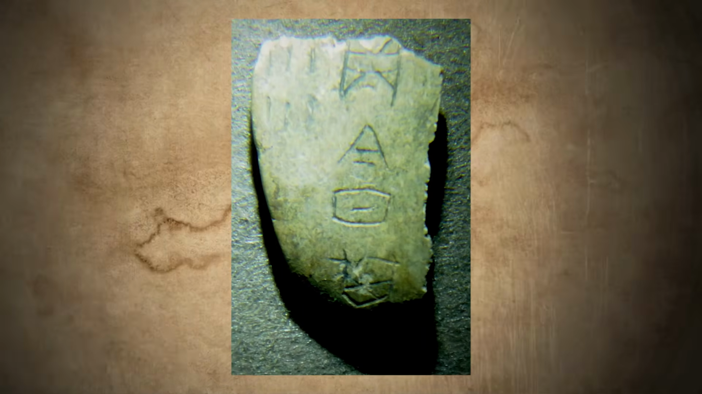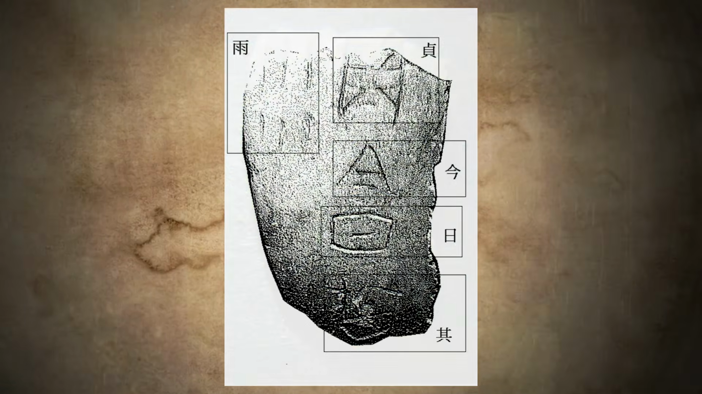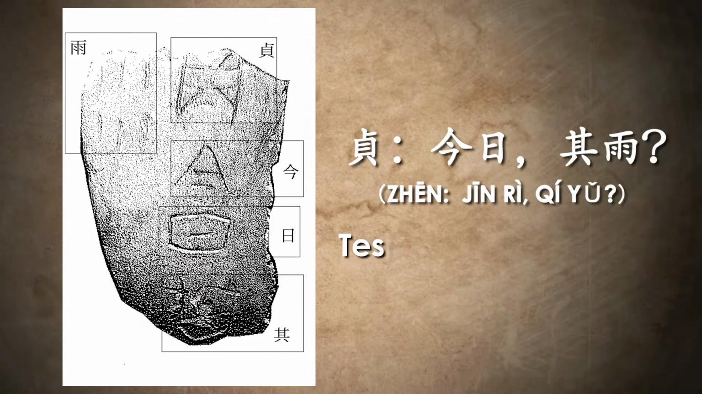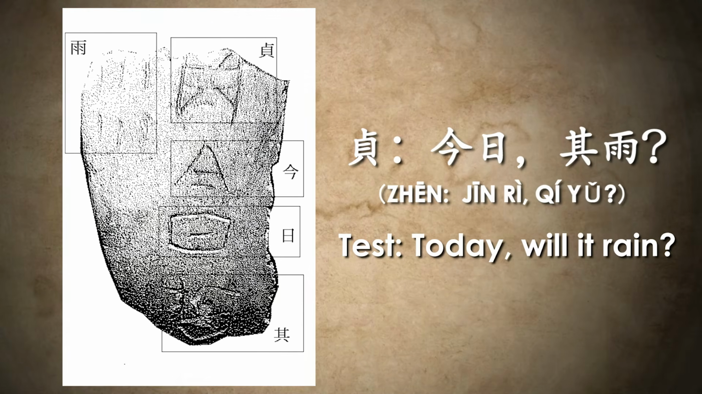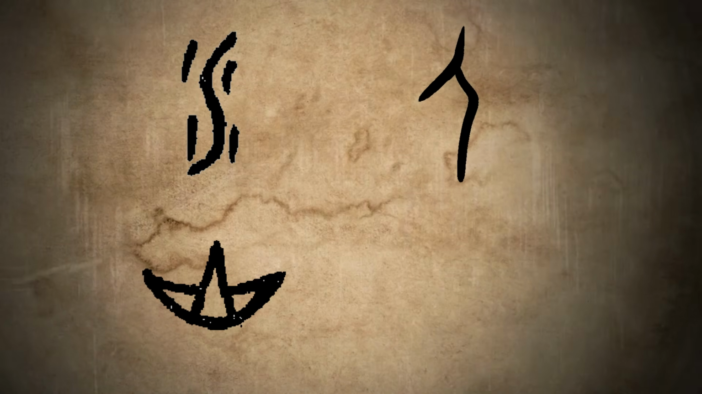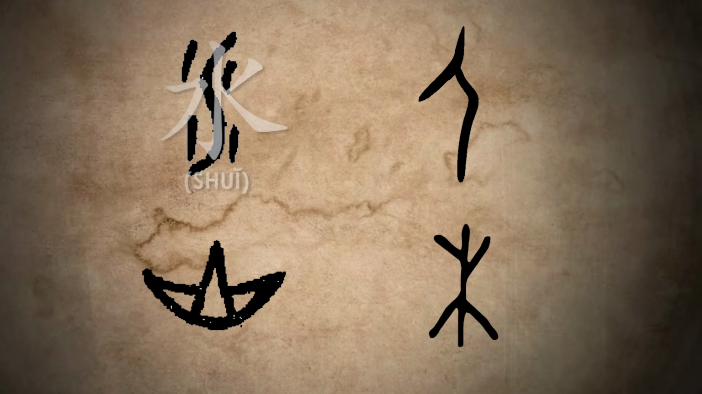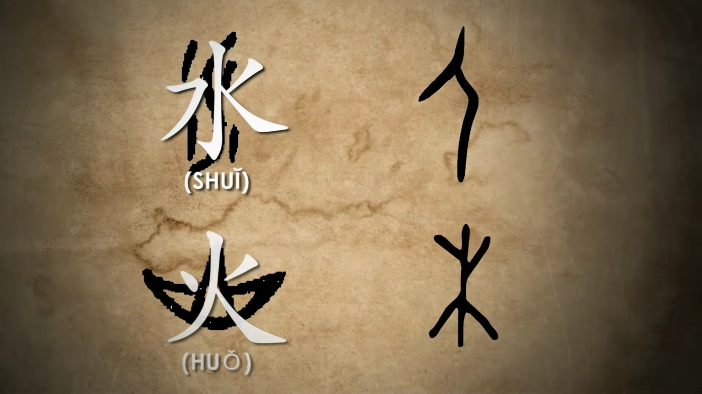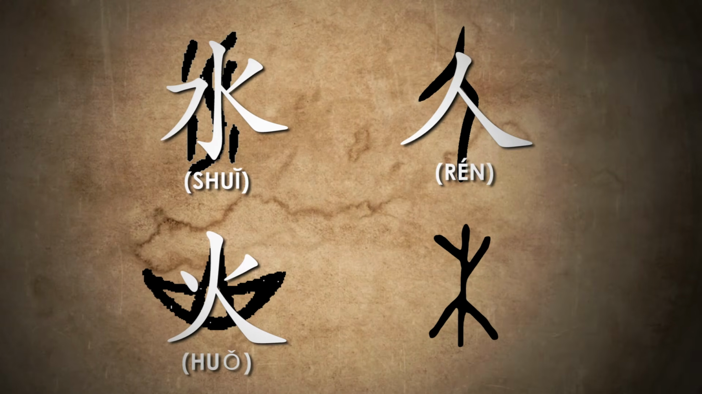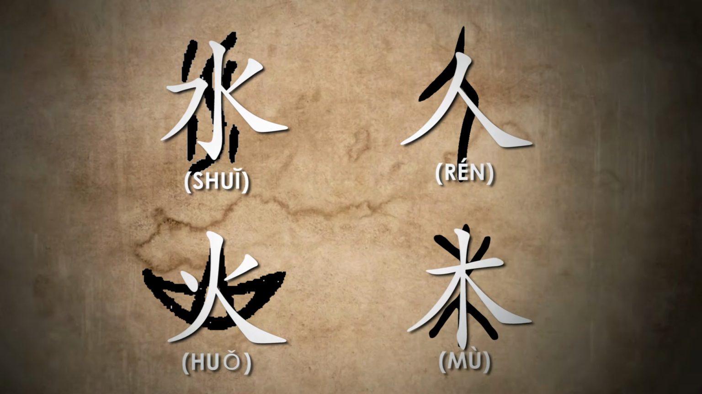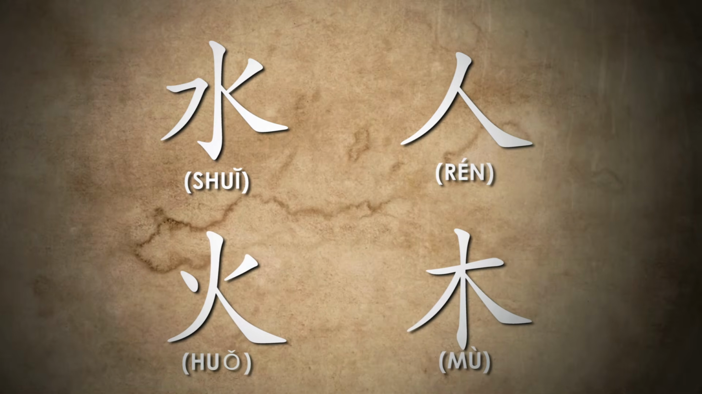These early Chinese pictograms can still be linked to modern Chinese characters. Take this oracle bone question about the weather as an example. The characters can still be easily translated and understood in modern Chinese. The similarities are even more apparent in highly pictographic characters like water, 水, fire, 火, person, 人, and tree or wood, 木. See what we're talking about?